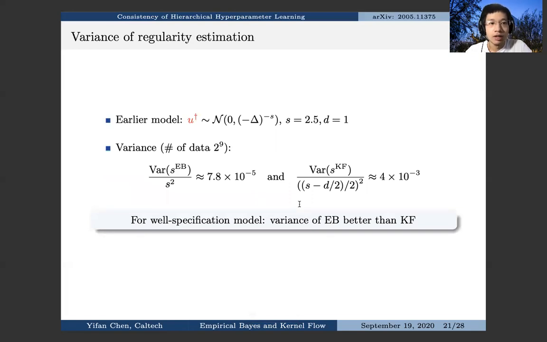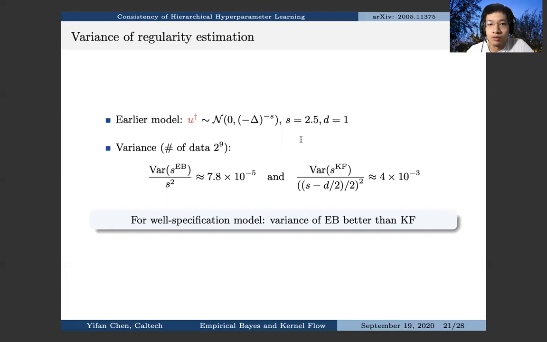Another very natural question for this Matern class model is that we have theory and experiments for the recovery of the regularity parameter S. A natural question is, you have 2 algorithms, and how do they compare with each other? So what's the variance, for example, the simplest question?